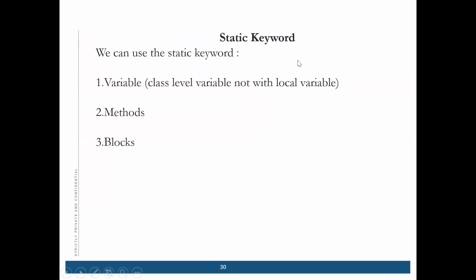Moving on, the static keyword. What is the static keyword? The static keyword can be used with variables, methods, and blocks. We can use the static keyword as a variable, and these variables can only be class level variables. We cannot have a local variable as static. Inside a method, even in the main method, you cannot have static variables. I will show you.